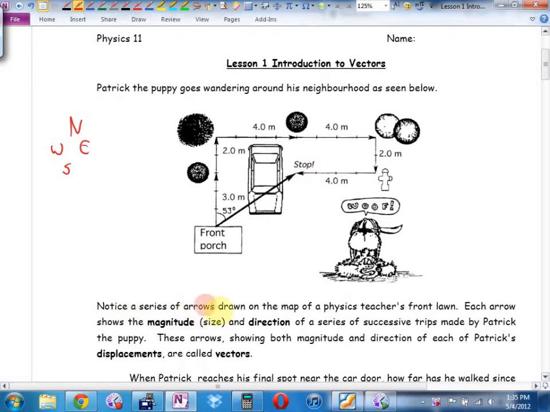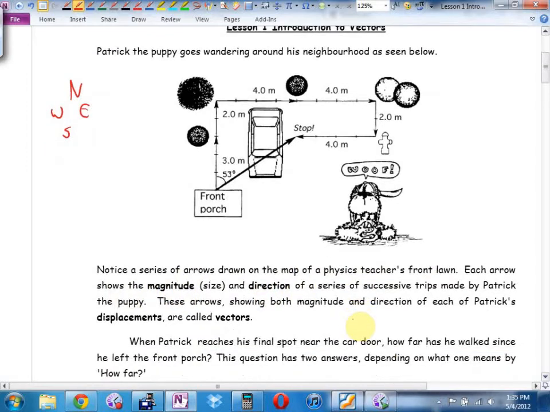Notice a series of arrows drawn on the map of a physics teacher's front lawn. Each arrow shows the magnitude, size, and direction of a series of successive trips made by Patrick the puppy. These arrows, showing both magnitude and direction of Patrick's displacement, are called vectors.